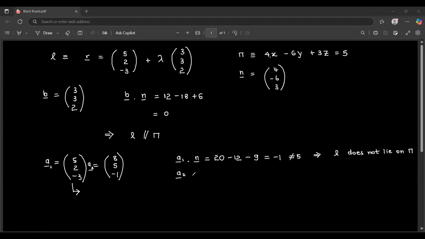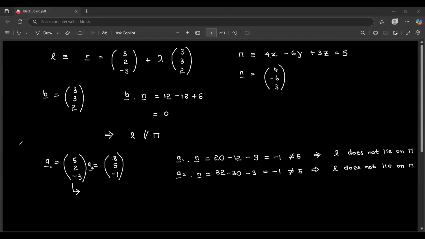So A2 dot n is equal to 8 into 4, 32, 5 into minus 6, minus 30, plus 3 into minus 1, minus 3. Whatever the value is, you get minus 1. So this is also not equal to 5, which implies L does not lie on phi. So the conclusion is L is parallel to the plane phi, but it is not lying on the plane phi. That's all you have to know here.